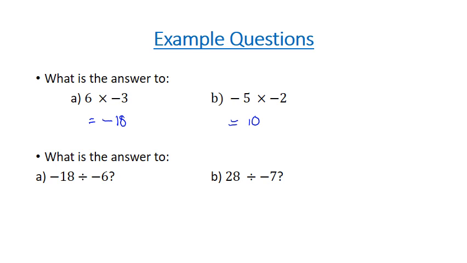In my second bunch of questions down here, I have negative 18 divided by negative 6, so a negative divided by a negative gives me a positive answer, and 18 divided by 6 is just going to give me 3. In the last part, I've got a positive number divided by a negative number, which my answer therefore is going to be a negative number, and 28 divided by 7 is just 4.